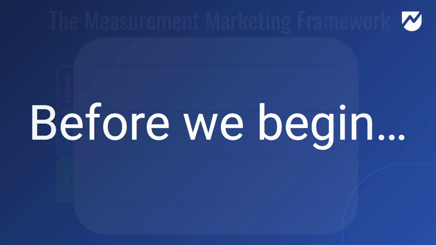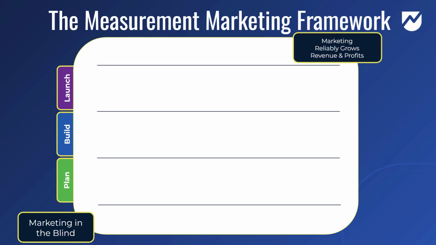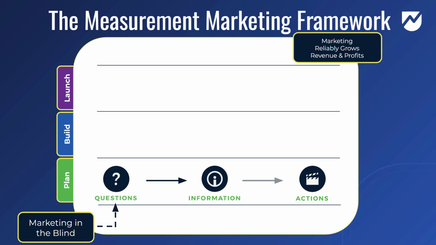Before we begin, let's remember our measurement marketing framework that helps us go from marketing in the blind to marketing where you can rely on revenue and profit. There are three key pillars to our framework: plan, build, and launch. Plan is all about questions, information, and actions. Ensure you can take action on those questions. If not, circle back and update your questions.